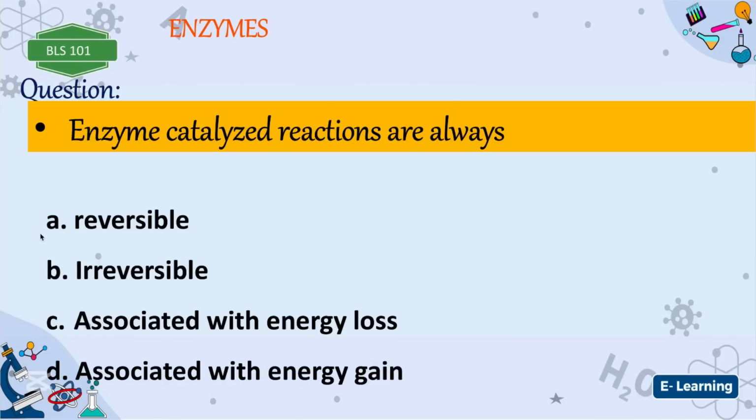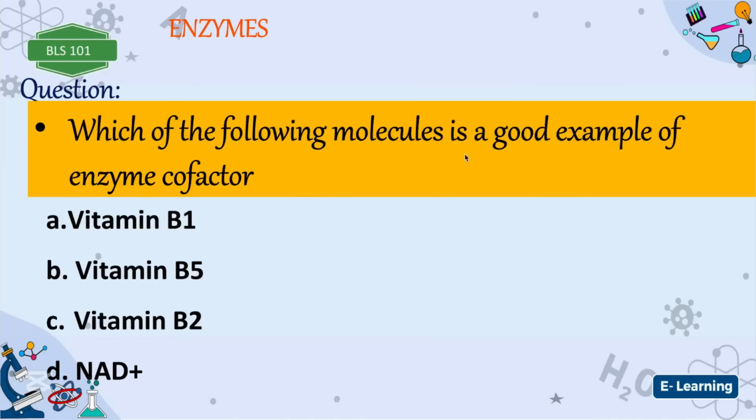Now, we said enzyme catalyzed reactions are always reversible, irreversible, associated with energy loss, associated with energy gain. The correct answer is enzyme catalyzed reactions are always reversible. All right? It could be associated with energy loss, sometimes energy gain, but they are always reversible. Now, which of the molecule is a good example of enzyme cofactor?